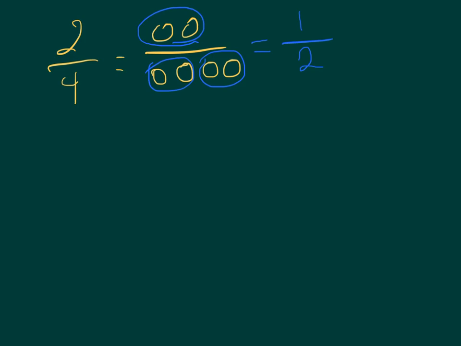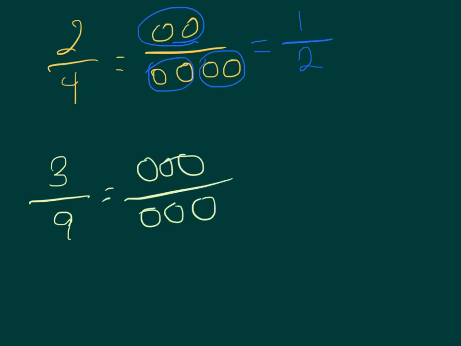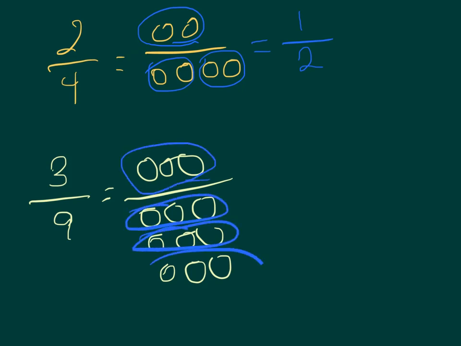Let's look at another one. 3 over 9. So I drew circles to represent each, the numerator and the denominator. Now I'm just going to circle groups of 3. So 1, 2. So I have 1 group of 3 in the numerator and 3 groups of 3 in the denominator. So if you are having trouble simplifying your fractions, draw some circles or draw a picture to help you represent that.